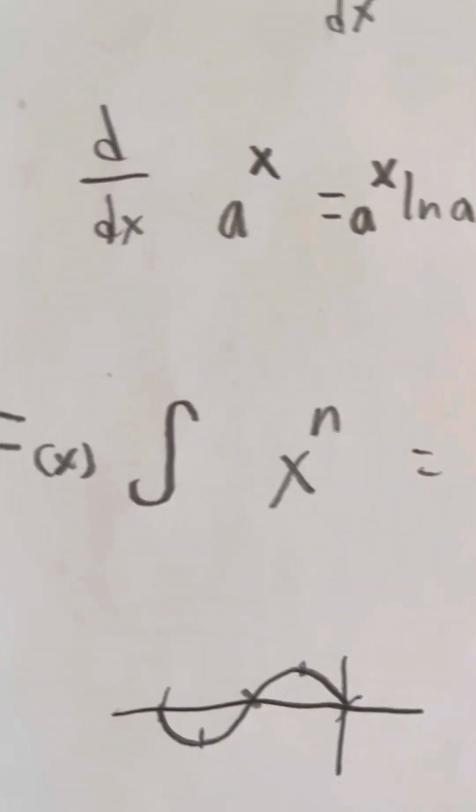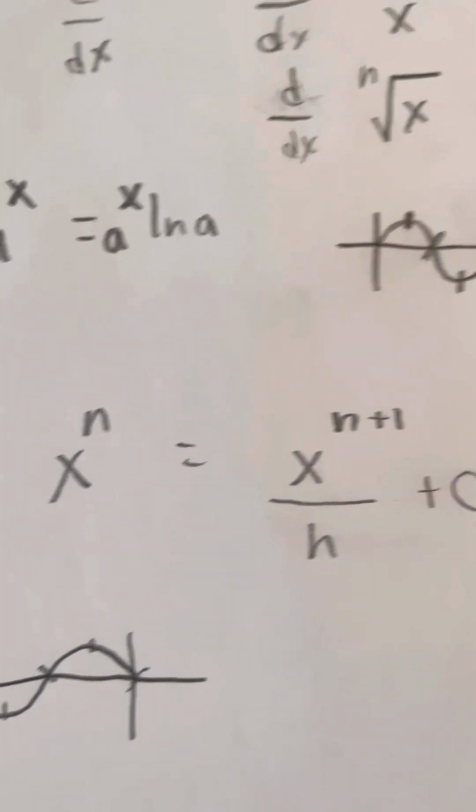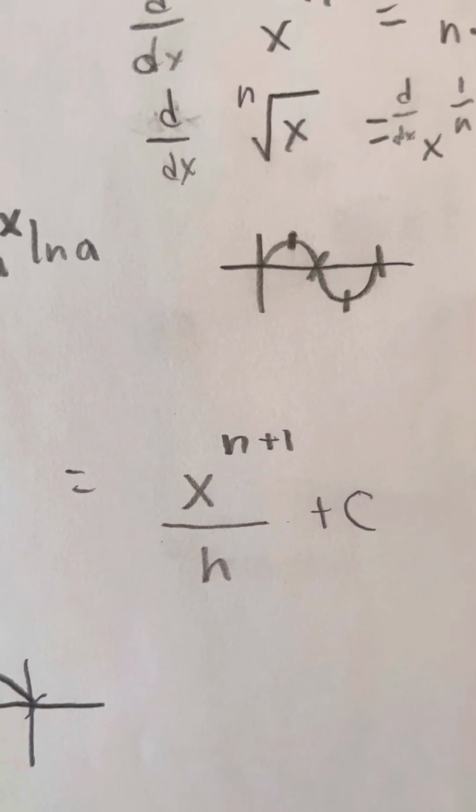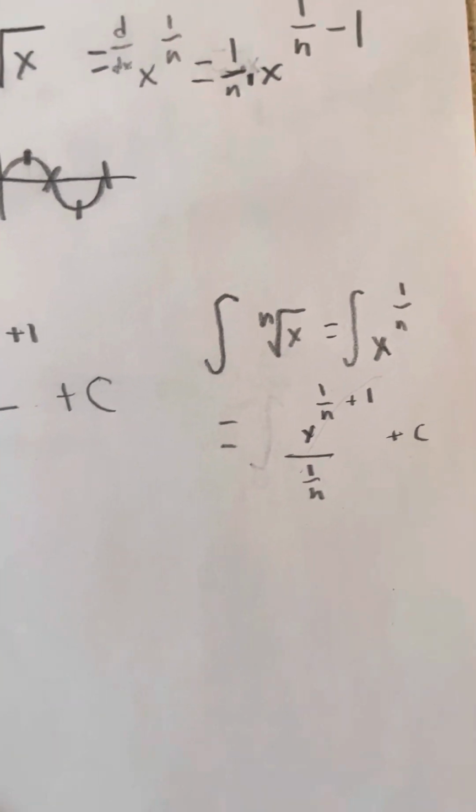For capital F of x, the integral of x to the nth power is x to the n plus 1 over n plus 1, plus c. You need that c for the constant for other instances.